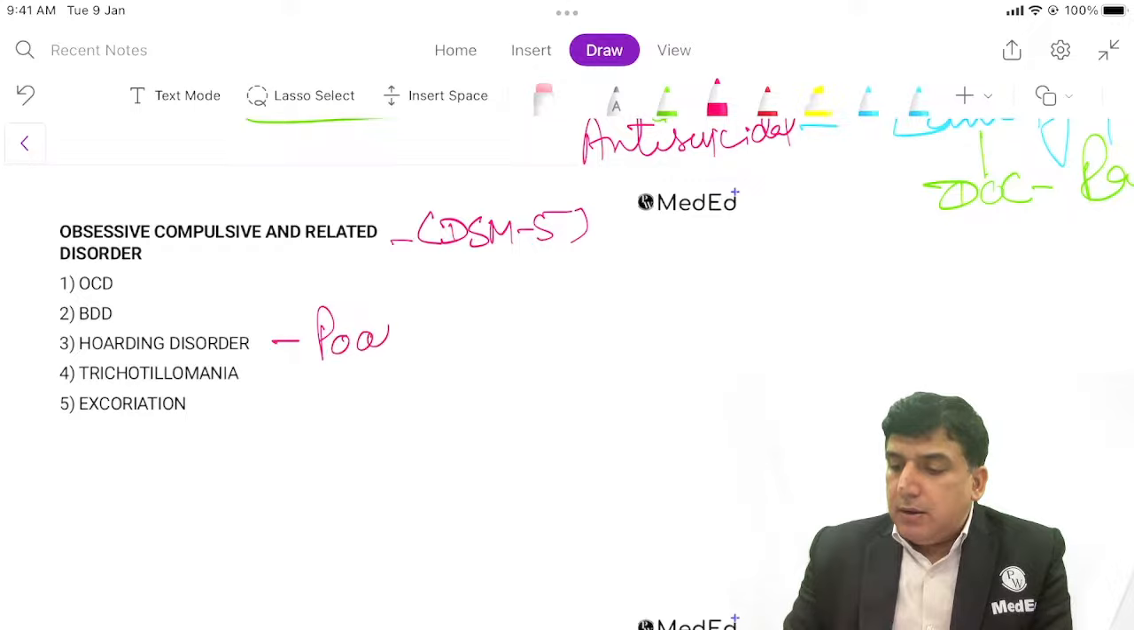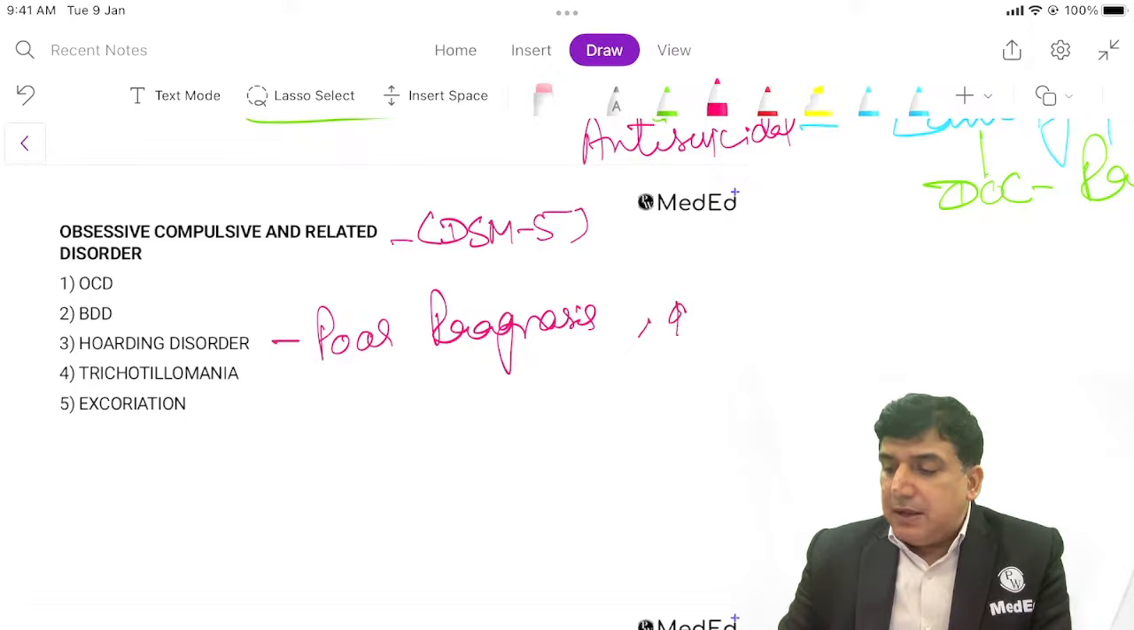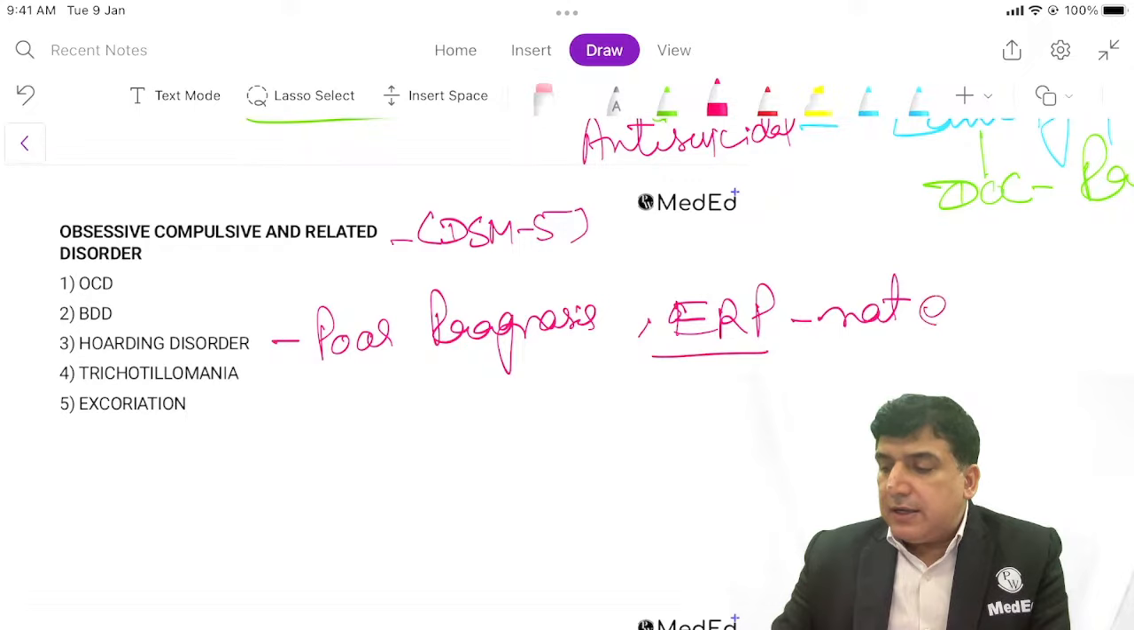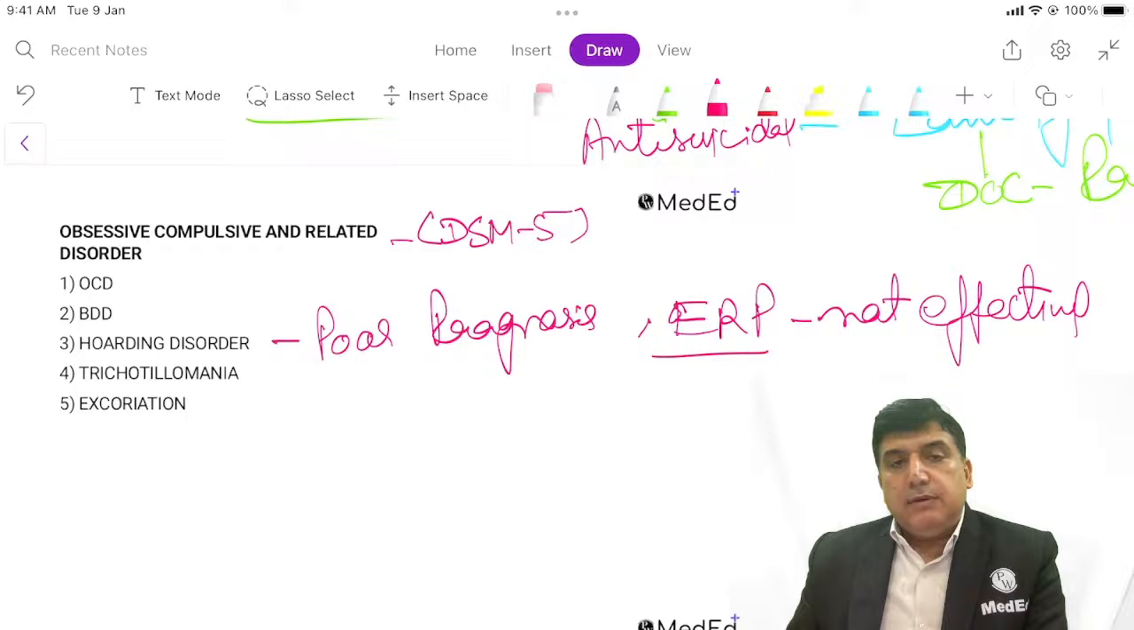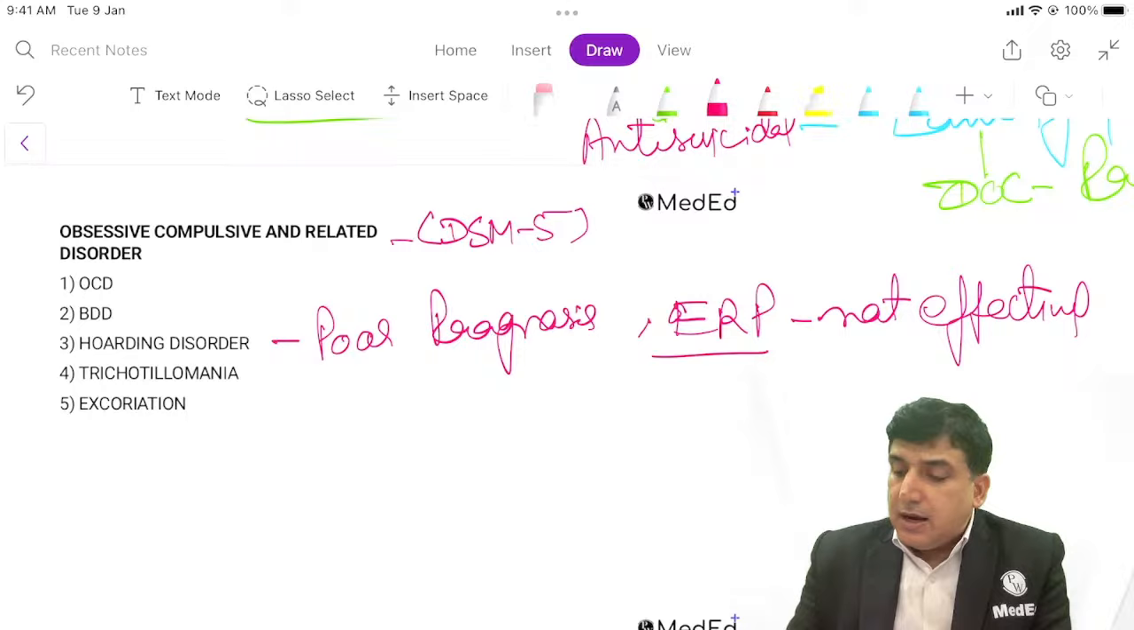Why? Because ERP, exposure and response prevention therapy, which we use, is not effective in hoarding disorder. So you have to remember that it is not effective in hoarding disorder, so it has a worse prognosis. Trichotillomania, you know, is hair pulling, and excoriation is what? Skin picking. Okay.